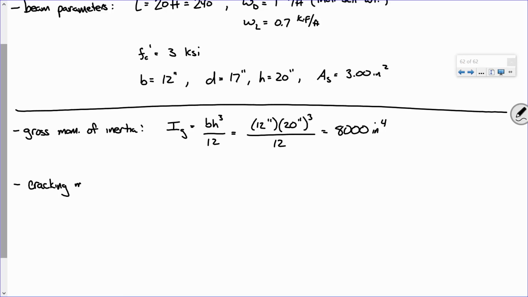All right, so we've got our gross moment of inertia. Let's see if y'all remember. How do we calculate YT? Y'all remember that? From the center of the beam to the extreme fiber in tension, or the centroid of the beam to the extreme fiber in tension. What is that? It's a rectangle, H over 2. All right, that's Y sub T.